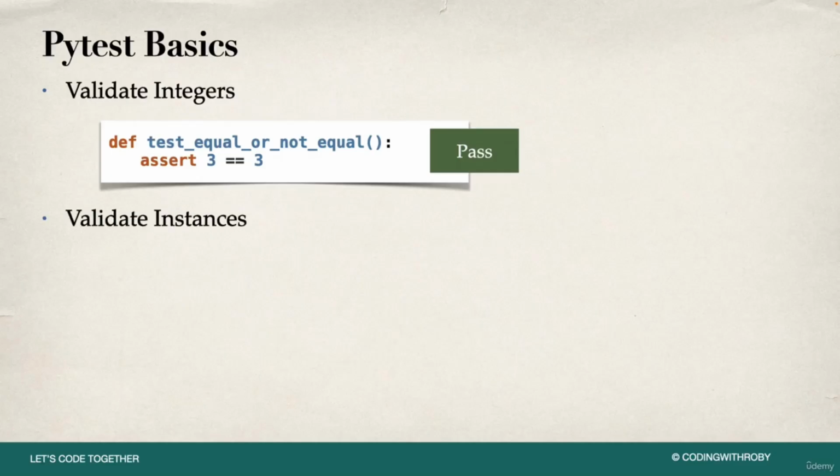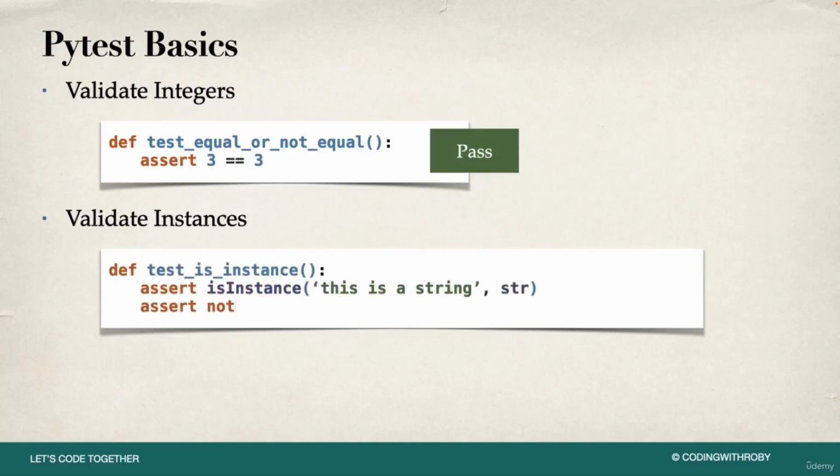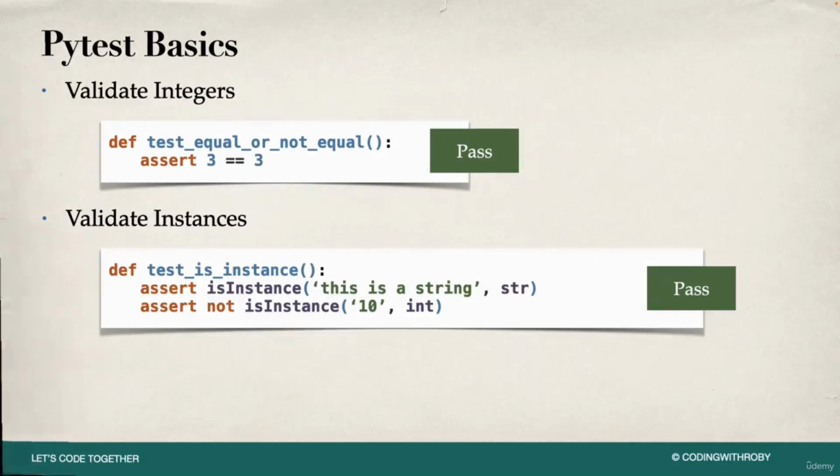We can validate instances as well. So we can say def test_is_instance, where we can say assert isinstance, this is a string of type string, so we're validating that this is a string. And then we are also adding a new assert, assert not isinstance of the string "10" is an integer. So we know that the string "10" is still a string, even though it has numbers inside, so it is not an integer. So we're checking to make sure it is an instance of string, and then we're making sure that it's not the same, so string and int.